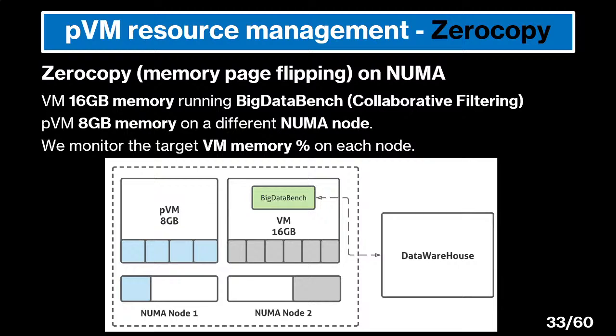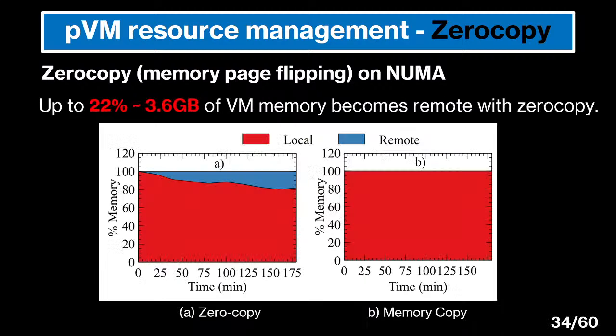So to show this problem, what we did is to execute inside the virtual machine an intensive network application, collaborative filtering from the Big Database suite. The virtual machine had 16 gigabytes on a NUMA node, and the previous virtual machine had 8 gigabytes on a different NUMA node. During all the experiment, we were interested in measuring the virtual machine memory percentage on each node. And what we observe is that at the end of the experiment, up to 22% of the memory has become remote without the virtual machine being aware of that.